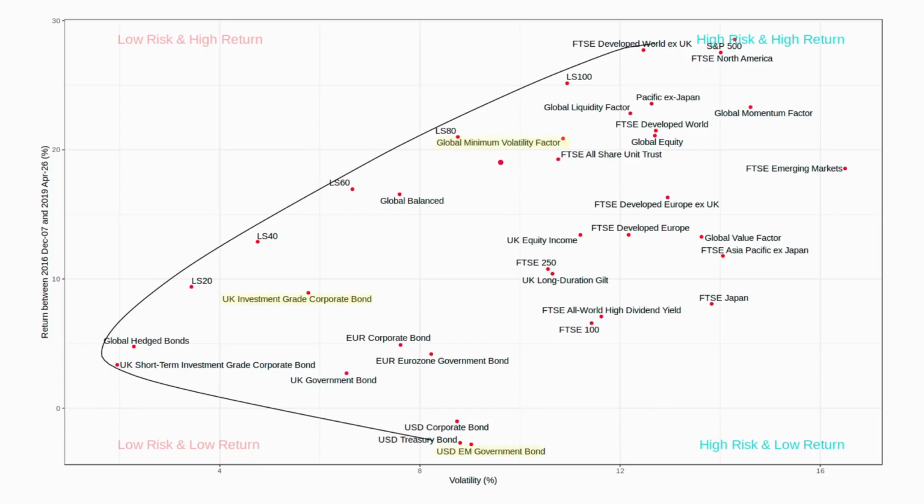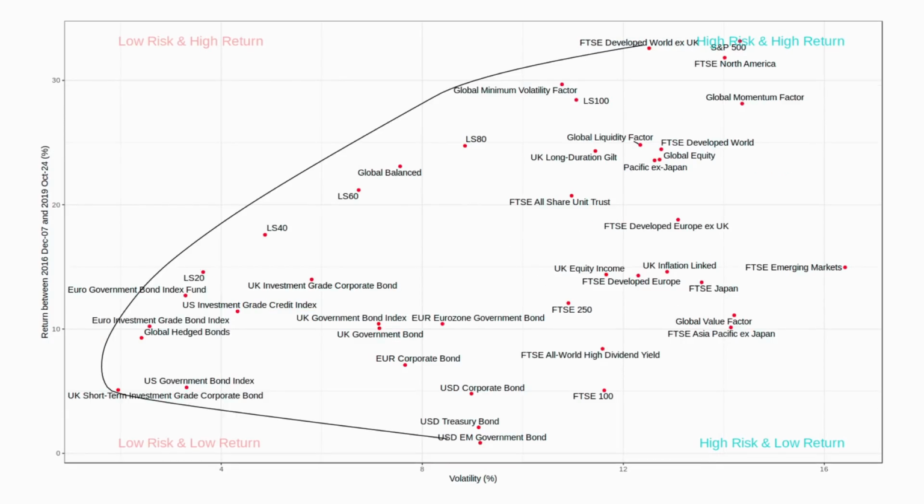The 3 funds I chose in April were the Global Minimum Volatility Factor, which is one of Vanguard's global equity funds, but also UK investment grade corporate bonds because I didn't want to have too much equity risk in my portfolio. And I also bought some emerging market government bonds because of their very high dividend yield.